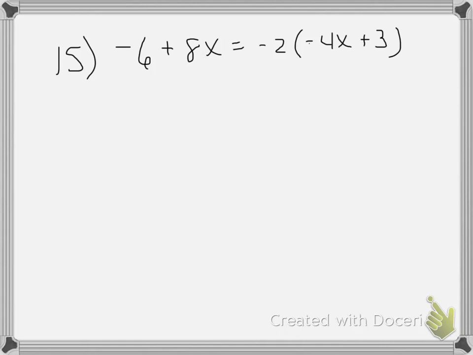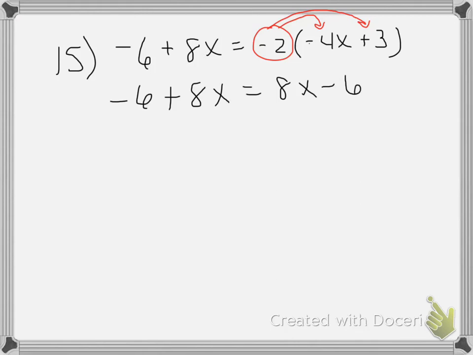Alright, so it's negative 6 plus 8x. Then I'm going to distribute a negative 2 to negative 4, which gives me 8x. Then I'm going to distribute, remember it's negative 2. Negative 2 times 3 gives me a negative 6. Okay, so now I'm going to add the number over to both sides.